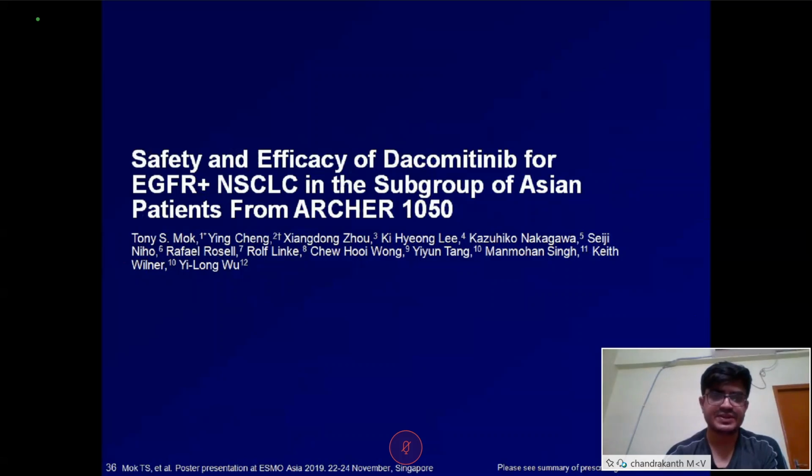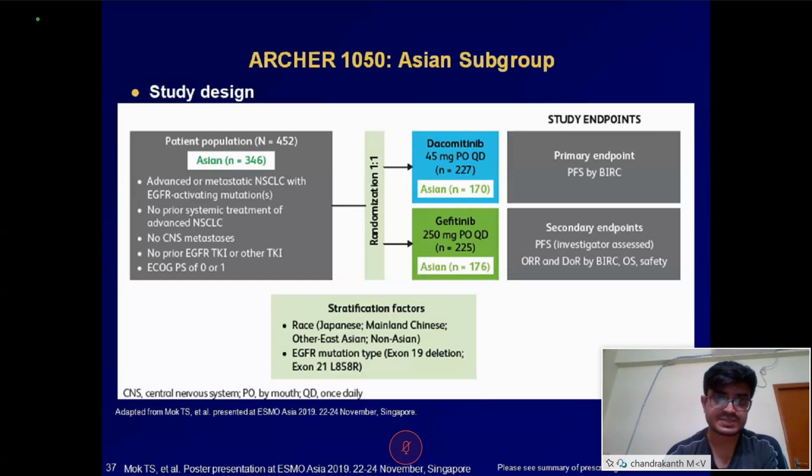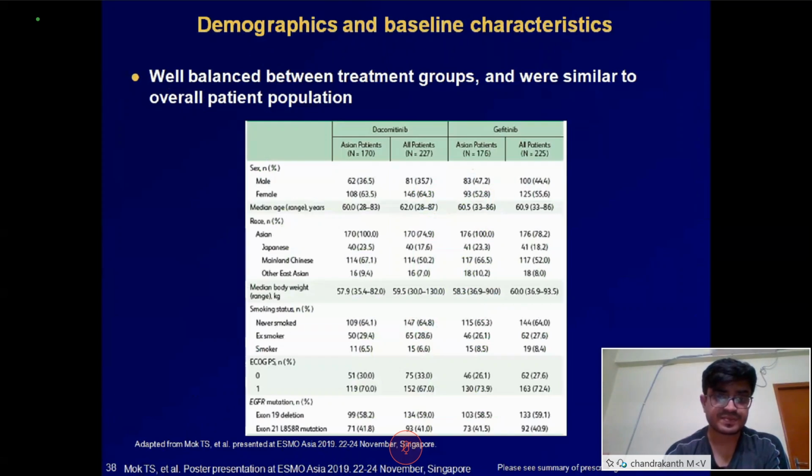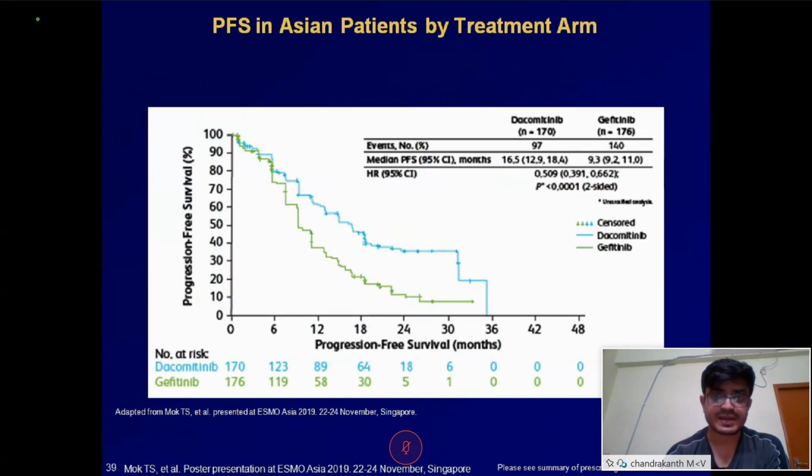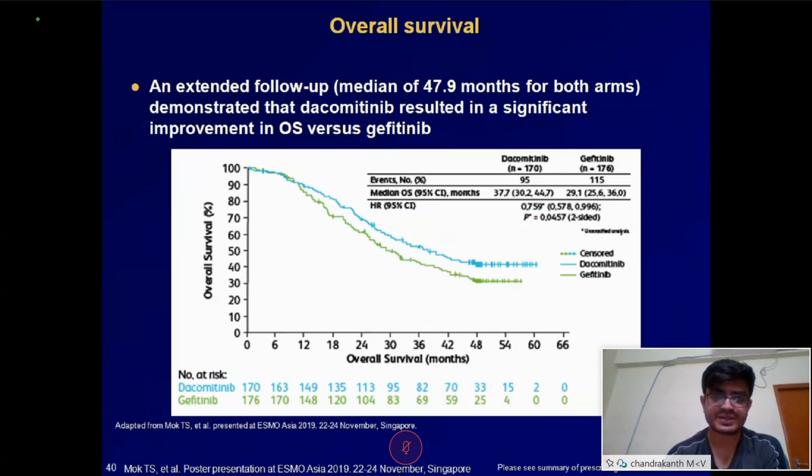Then the safety and efficacy of Dacomitinib in the subgroup of Asian patients. Nearly 70% were Asian patients, and you can see the numbers 227 and 225. These were the baseline characteristics. They were well balanced. You can see again exon 19 and 21. And you can see the statistically significant difference in PFS of 16.5 versus 9.3. And what is staggering is the statistically significant overall survival difference with a hazard ratio of 0.75.